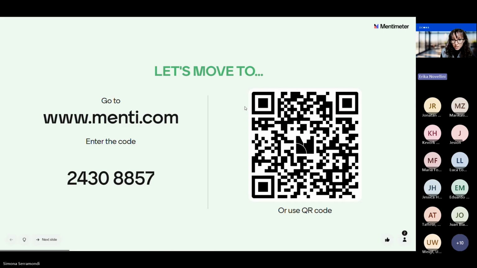We move to Mentimeter. You can scan this QR code or go to Mentimeter. I just put in the Q&A section here the instructions and the link to click on. So we leave you some seconds to go to Mentimeter. In the meantime, if you have any questions, you can either raise your hand and we can listen to your question, or you can type your question in the Q&A section here on Teams, and we collect all your questions.